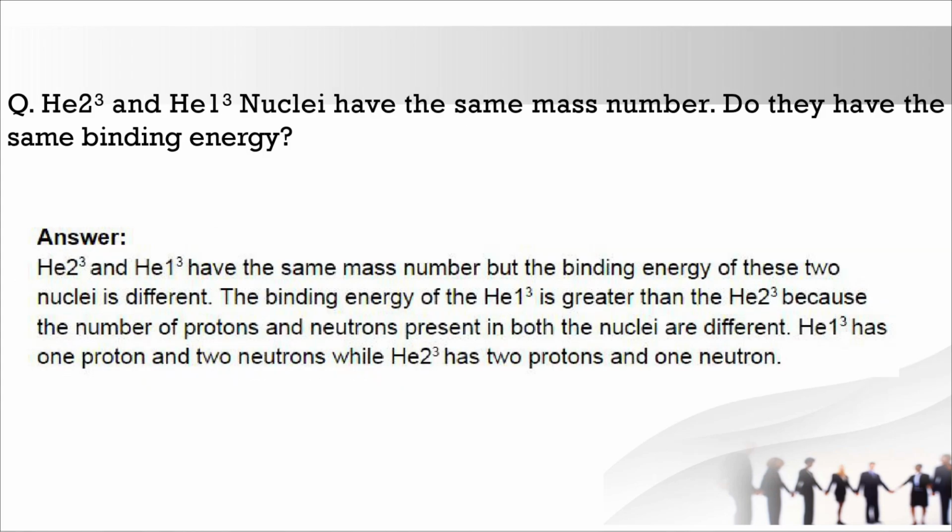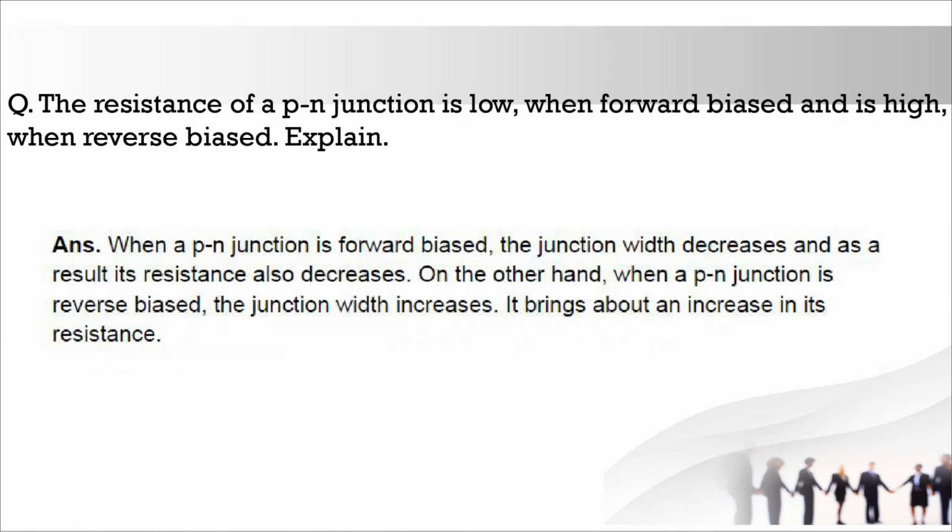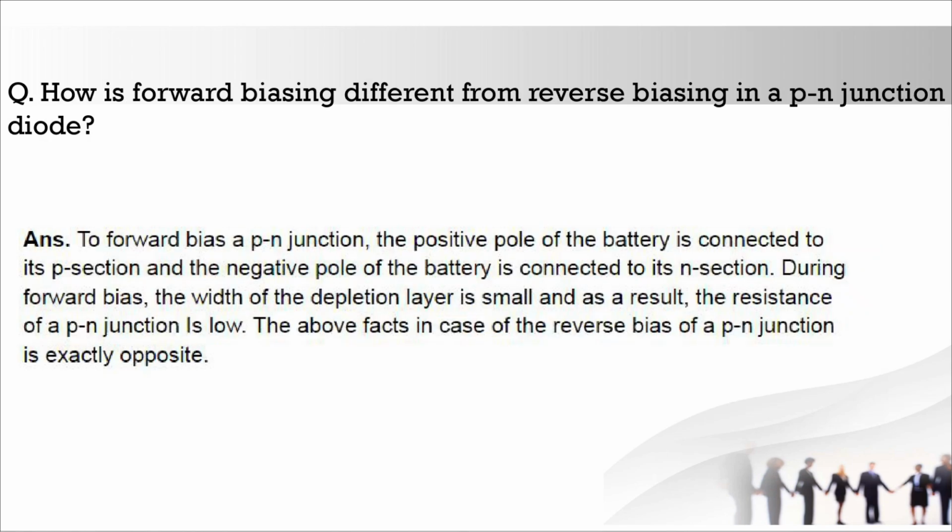Helium-2³ and helium-1³ nuclei have the same mass number. Do they have the same binding energy? Why is a semiconductor damaged by a strong current? The resistance of a PN junction is low when forward biased and high when reverse biased. Explain. How is forward biasing different from reverse biasing in a PN junction diode?